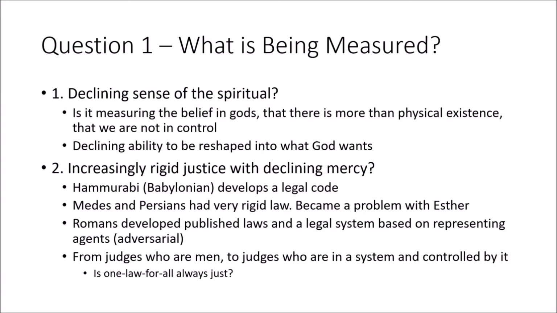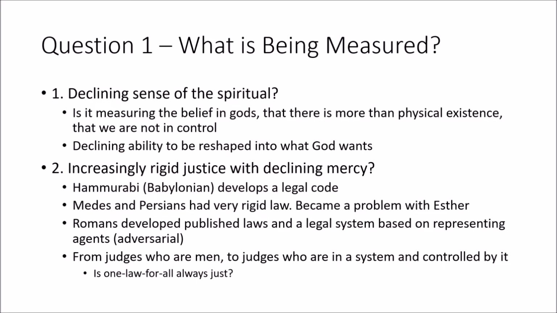The Medes and the Persians, if you remember from part of Daniel, they had a very rigid law. It was even something that stopped the king from acting. So if the king made a law, he couldn't break his own law. And that became a problem in the story of Esther, if you remember how that worked. So the Medo-Persians had taken the idea of a rigid law that applied to everybody. And the Romans, again, they developed published laws and a legal system based on adversarial agents representing your case, how the justice system worked.